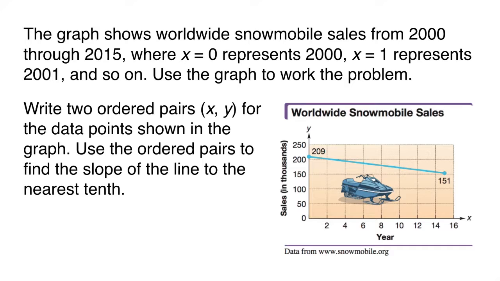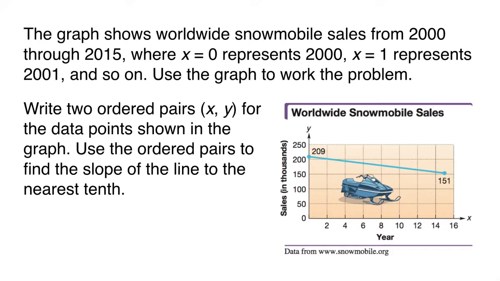The graph shows that in year 0, the sales were $209,000, and in year 15, the sales were $151,000. Write two ordered pairs x, y for the data points shown in the graph. Use the ordered pairs to find the slope of the line to the nearest tenth.